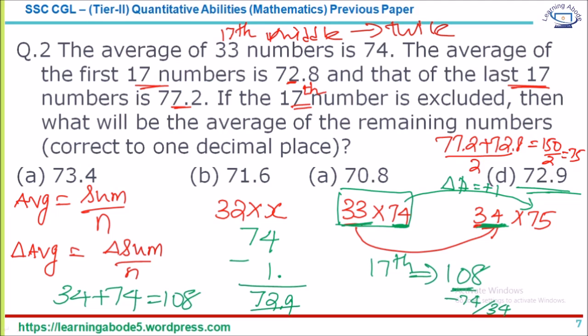See, the whole thing you can solve in 10 seconds if you understand that change in average equals change in sum by n. If you understand this simple concept, you can solve the whole thing in less than 10 seconds. The answer for that question is 72.9.